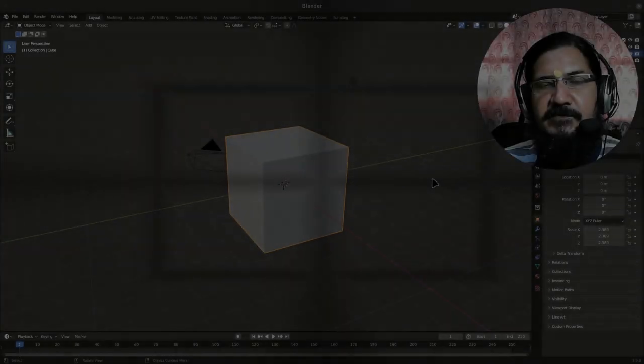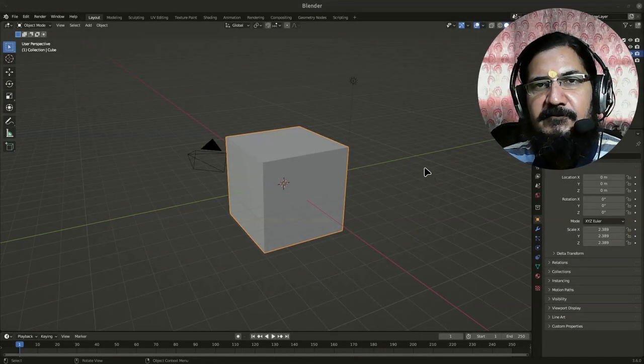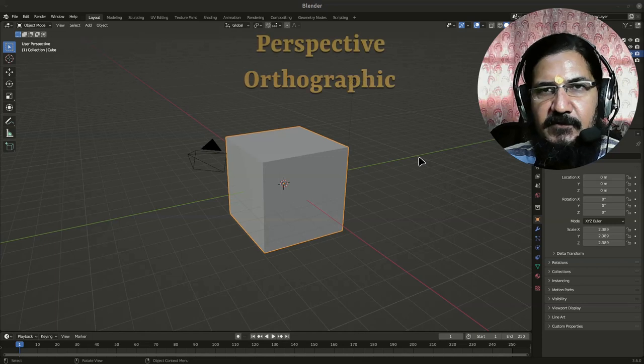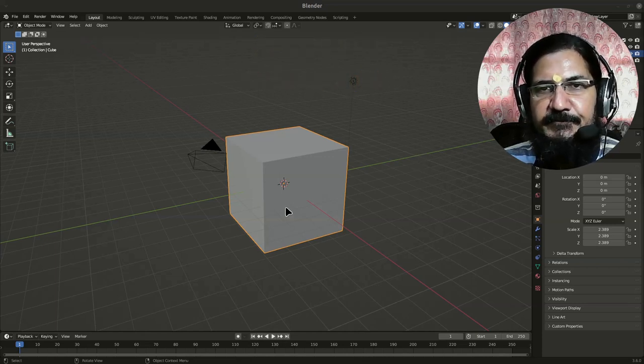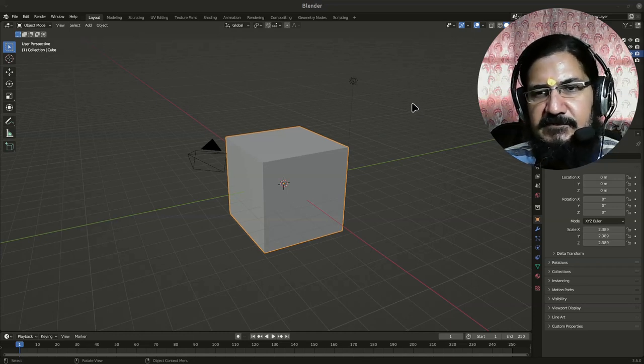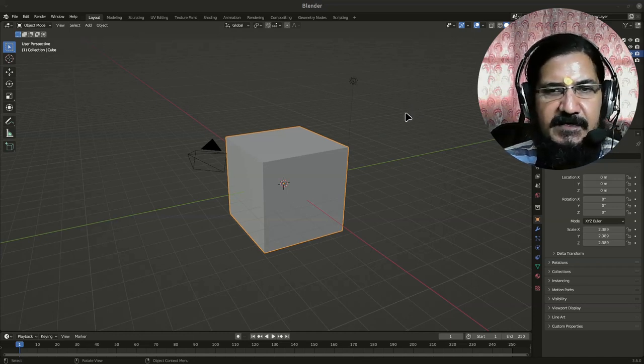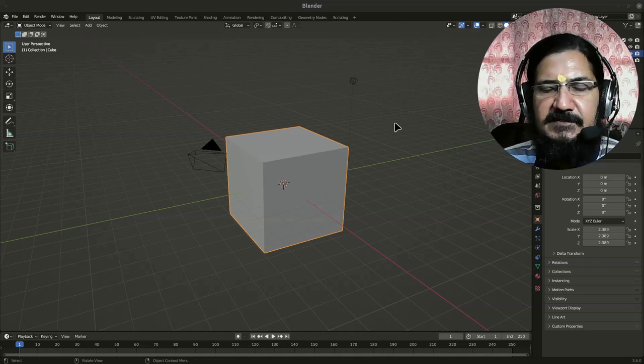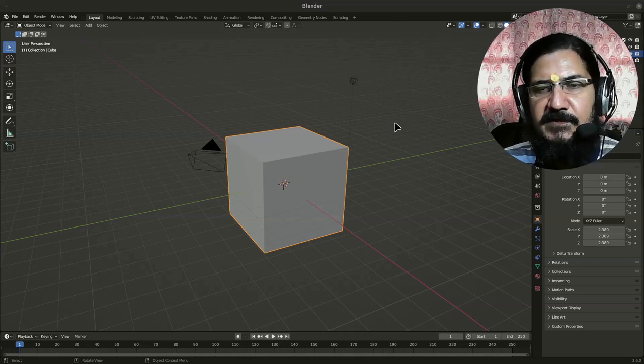In this video, we are going to talk about an interesting concept of the view, that is perspective and orthographic view, which you will get in your 3D view area. These are two views which can be used while you are designing your 3D models or animation. Perspective is useful for generic observation, and orthographic is useful for placements and understanding of your objects and their shapes in a proper manner. So let's try to understand what these two views are.